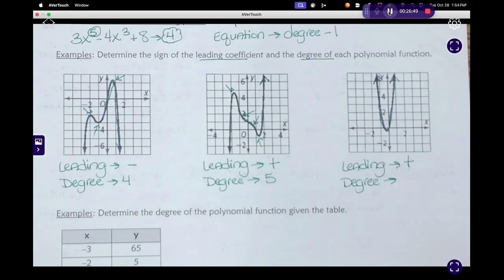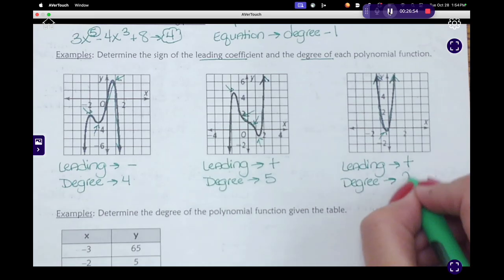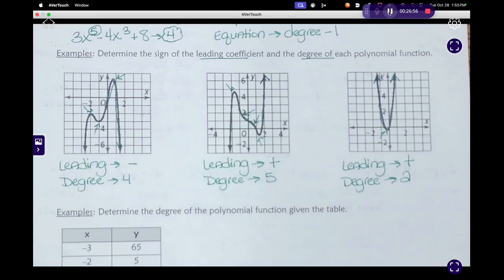And then for your degree, again, I only have 1 turning point. So I'm going to do 1 plus 1. So that degree would be 2. Okay, so everything is tied to that degree and that leading coefficient today. So that's some of the main vocabulary we need to make sure you understand.